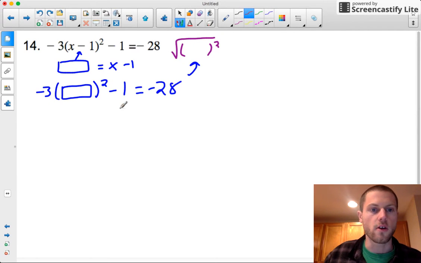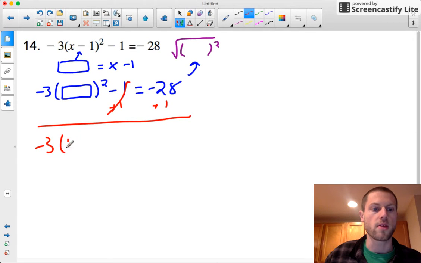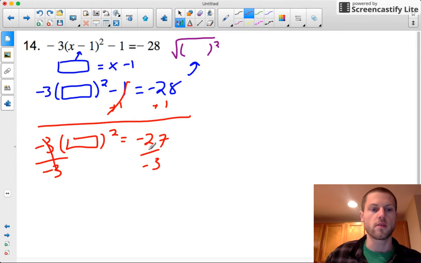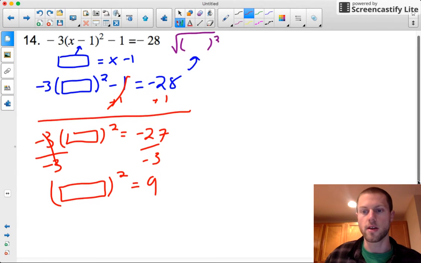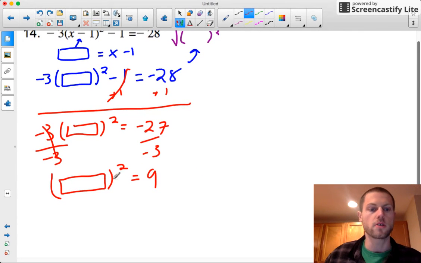So let's start off by subtracting 1 from both sides, and that's going to cancel this guy out. I'll get negative 3 times my box squared equals negative 27. And then we divide both sides by negative 3. This guy will cancel. And now I will have a box alone that is being squared, which is equal to positive 9. And this is what I wanted. Now that I have this quantity squared by itself, I can square root both sides.